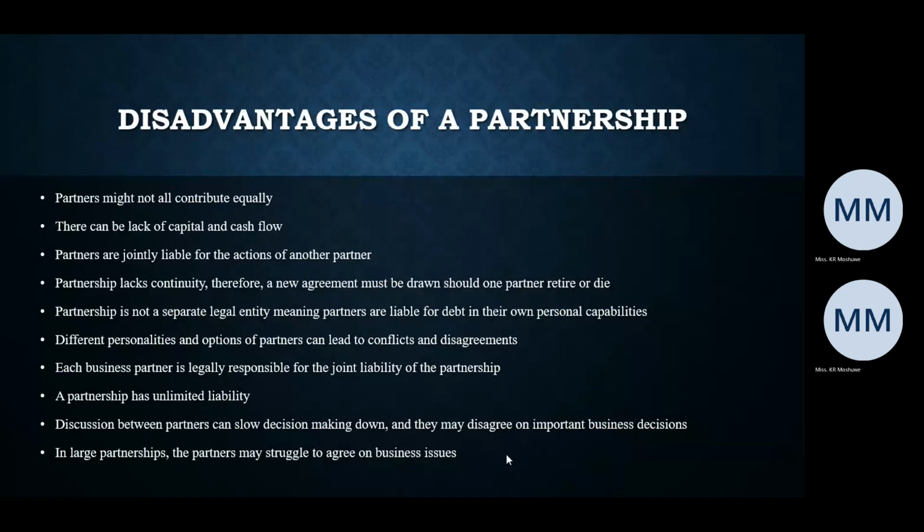Discussions between partners can slow decision making down, and they may disagree on important business decisions. As I've mentioned before, it's going to be a very repetitive chapter, but here it says whenever partners may have conflict, it may result in the slowing down of decision making, or important business decisions may not be agreed upon because of that.